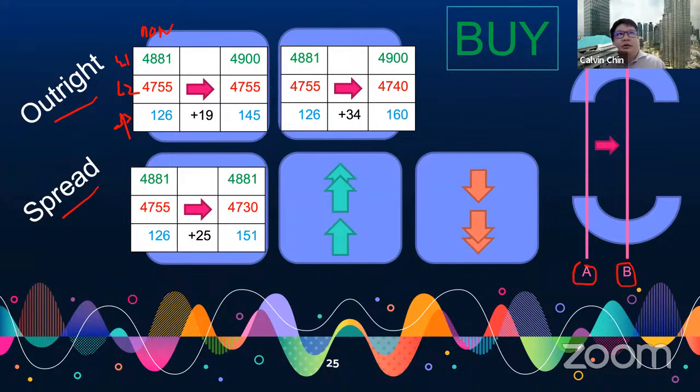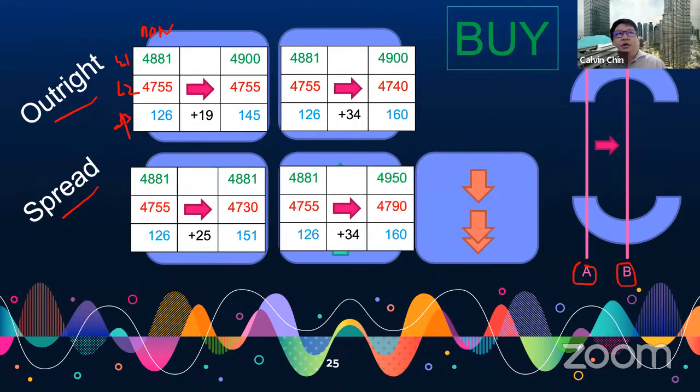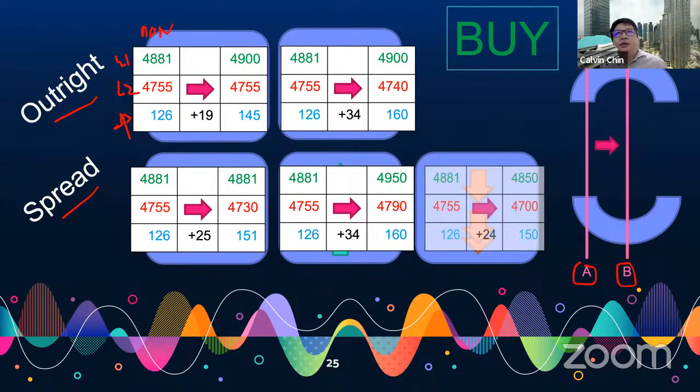Then the next example is the first leg goes up faster than the second leg. You can see that the first leg goes up to 4950, the second leg to 4790. Both go up, but the first one goes up more than the second one. So you also get a widening. In this example it is 160 from 126. Last one is drop: the first leg drops less than the second leg. You also get a widening.